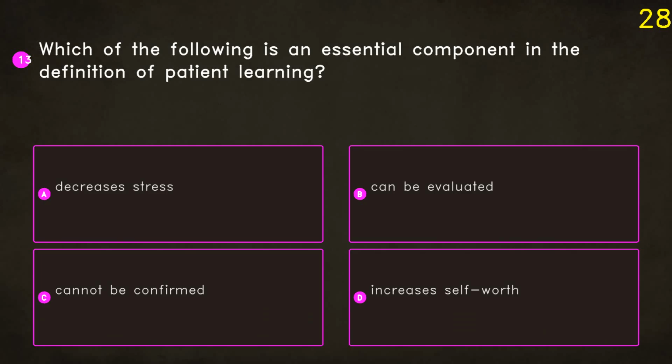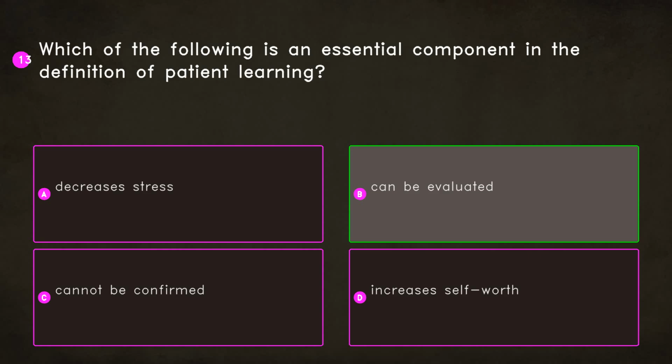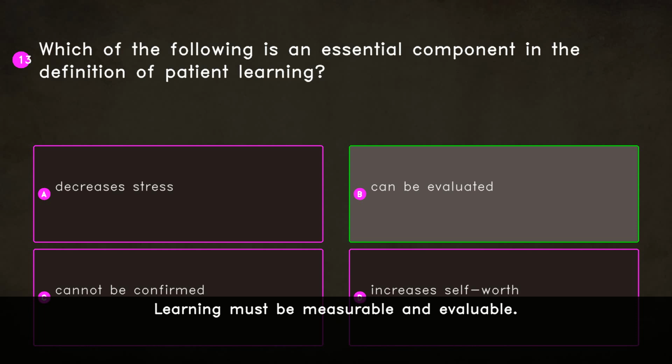Question 13. Which of the following is an essential component in the definition of patient learning? A. Decreases stress. B. Can be evaluated. C. Cannot be confirmed. D. Increases self-worth. The correct answer is can be evaluated. Learning must be measurable and evaluable.